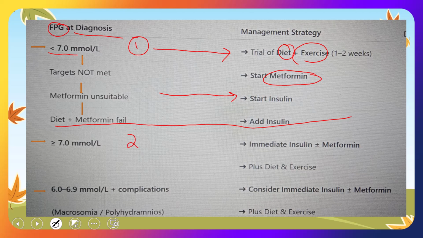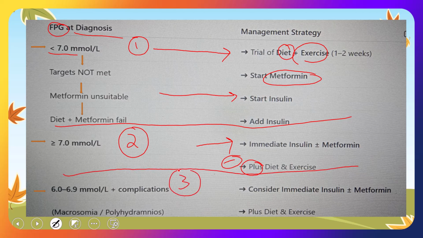Now we are moving toward the second case. In the second case, if fasting plasma glucose is more than or equal to 7.0 millimole per liter, then we are going to start insulin immediately, with or without metformin. But please remember, the diet and exercise formula is applied in all cases. We cannot minus this step. So the plus word is added here. Now this is going to be our second case.